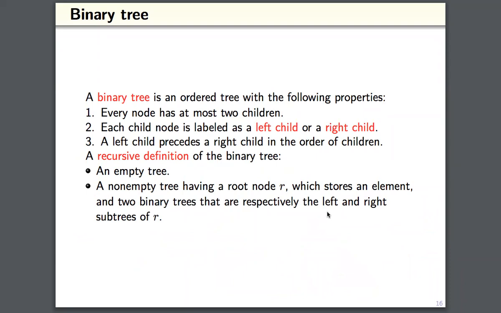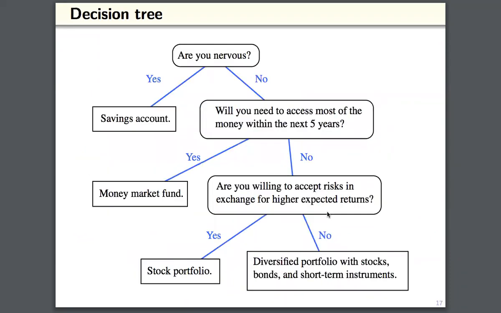Okay. This is the recursive definition. See, this is why we had to understand some basic recursive algorithms. That's why we covered recursion before trees. Okay, then decision trees. So we always do this in life, right?